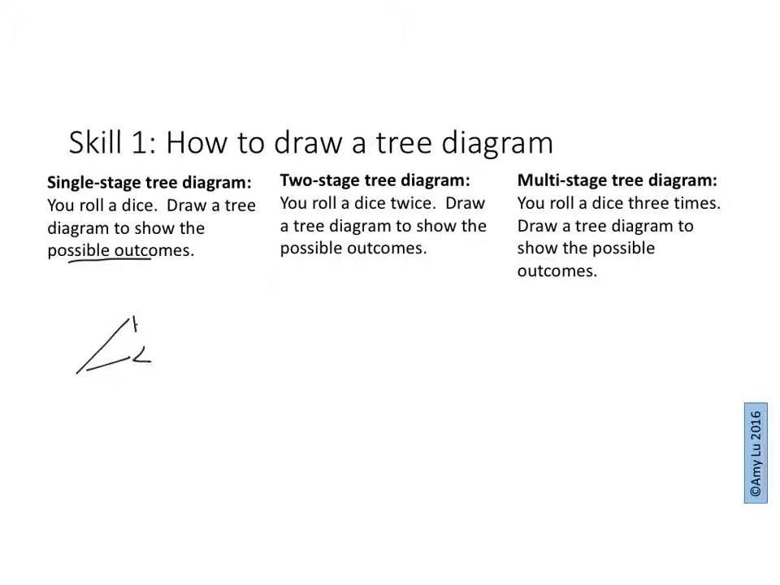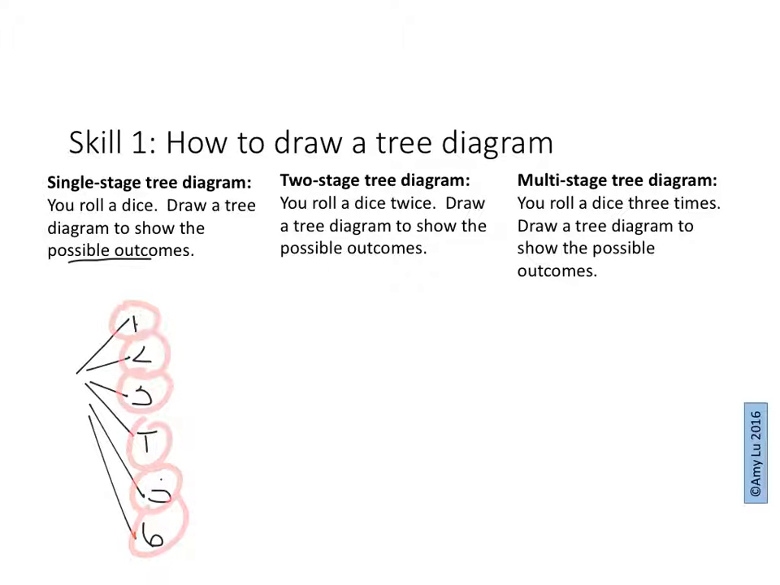Outcome number 2, you roll a 2. Outcome number 3, you roll a 3. Outcome number 4, you roll a 4. Outcome number 5, you roll a 5, and outcome number 6, you roll a 6. So that is a single-stage tree diagram. There's only one set of branches, as you can see. Here, here, here, here, here. So this is your first outcome.